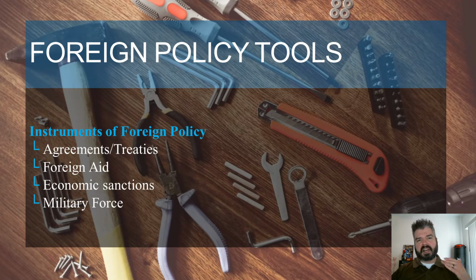So instruments of foreign policy include agreements and treaties made with other nations, foreign aid, economic sanctions, and military force. But there's a lot here, so let's talk about this, right? An agreement or a treaty, this is significant, high-level talks with other nations that bolsters them. Giving foreign aid is a critical component of foreign policy.